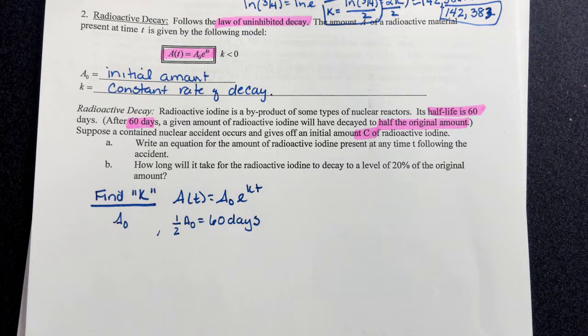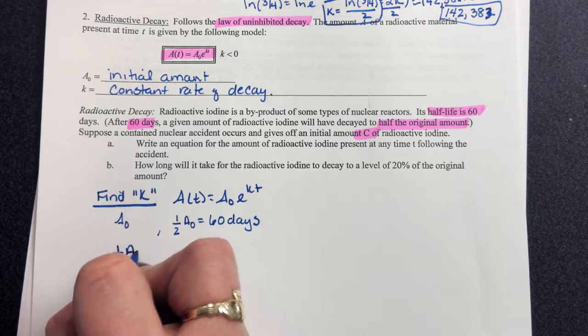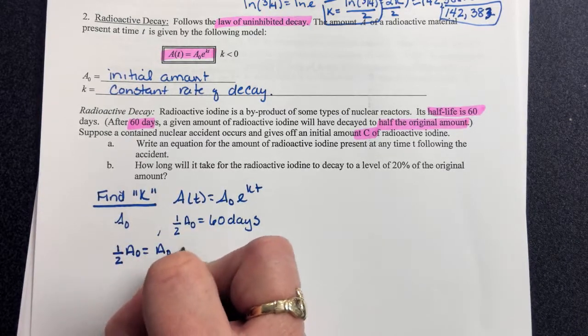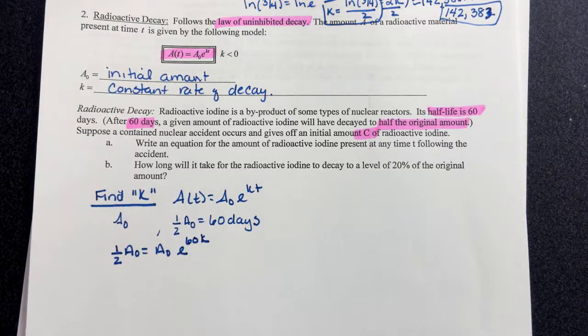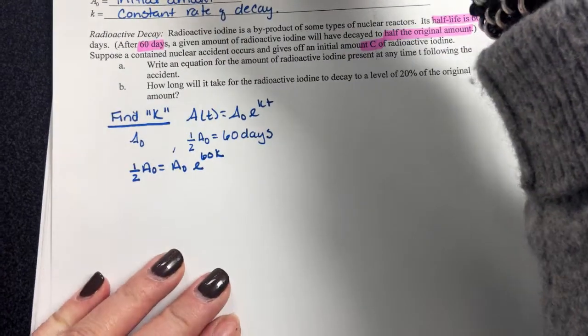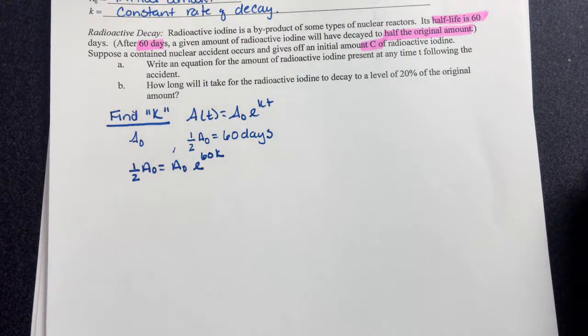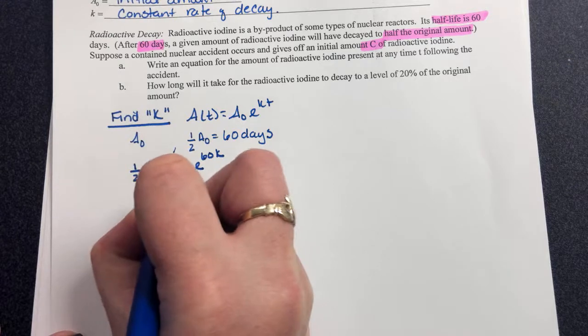So I can use this information now, just like if I knew, like, after 60 days there were 20,000 grams of this radioactive material. I'm going to take 1/2 A sub 0, set it equal to A sub 0 times e raised to the 60 times K power. Well, first of all, you're not solving for A sub 0, so it's okay to divide out that A sub 0. So I'm left with 1/2 is equal to e raised to the 60K power.